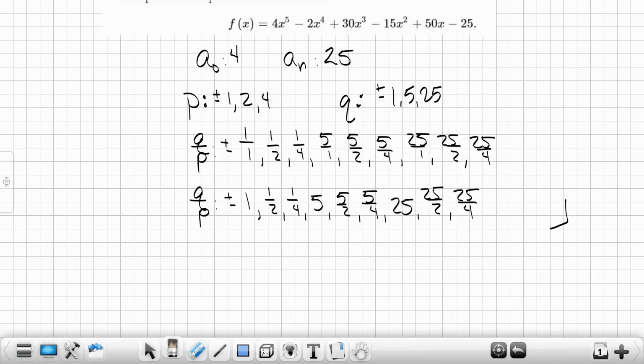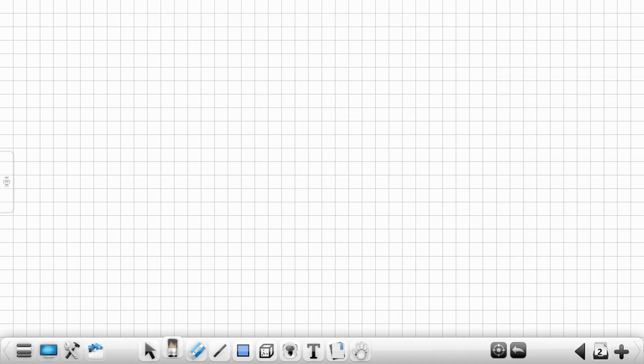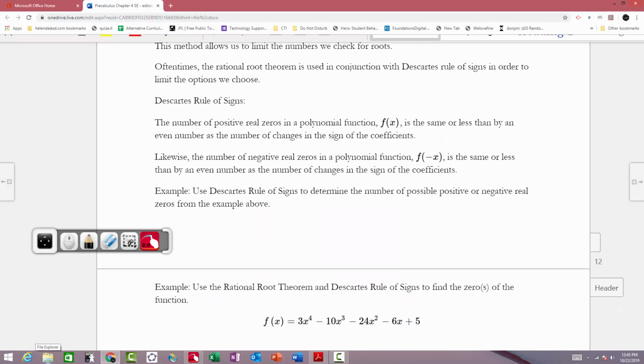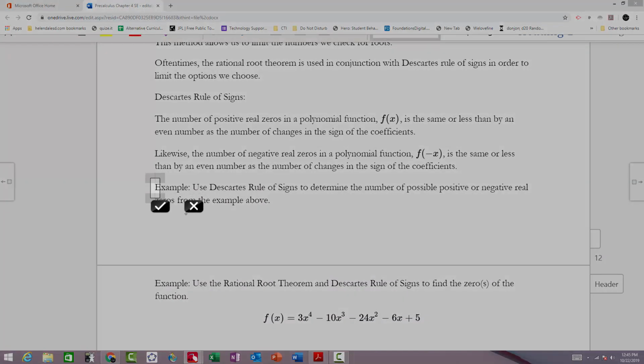So, in the example above, let's go ahead and rewrite the function at the bottom of the page.